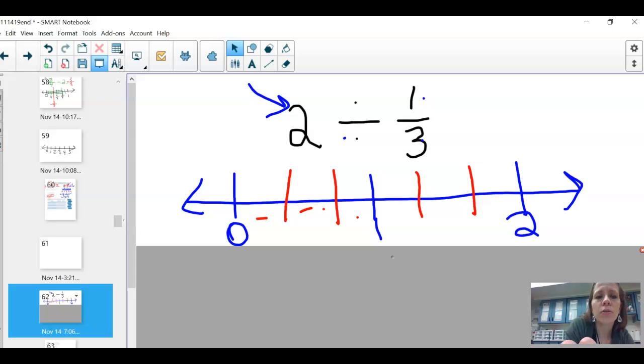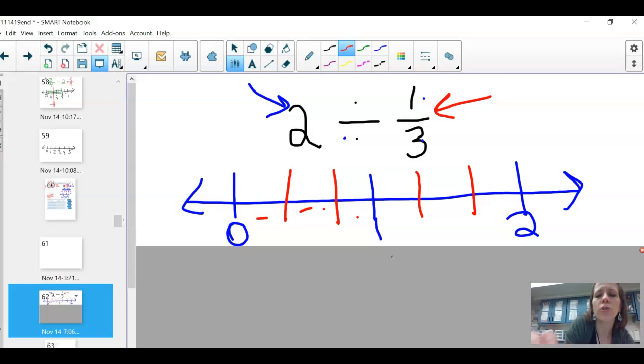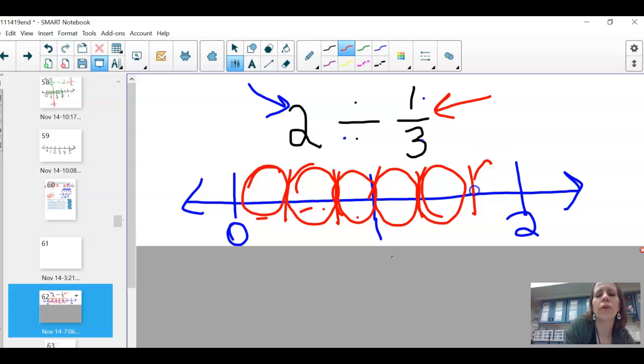I want to know how many groups of 1/3 are in 2. ¿Cuántos grupos de 1/3 hay en 2? Aquí es 1/3, 1/3, 1/3, 1/3, 1/3, 1/3. Y ahora yo voy a contar. 1, 2, 3, 4, 5, 6. I'm going to count the circles. 1, 2, 3, 4, 5, 6. Aquí es mi respuesta.